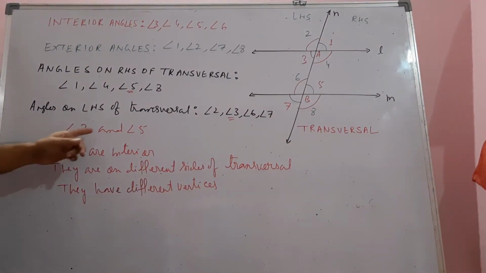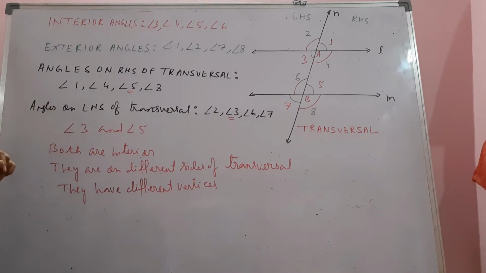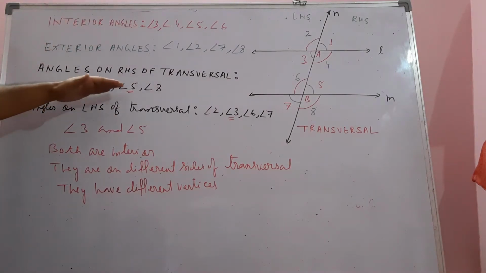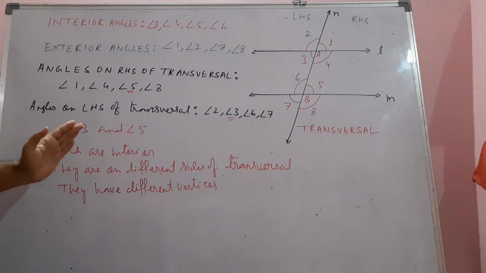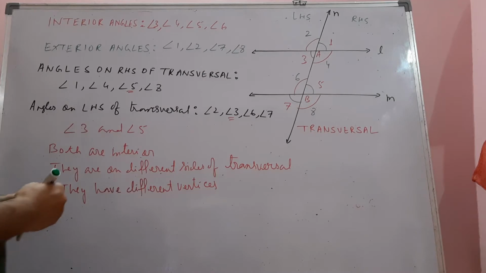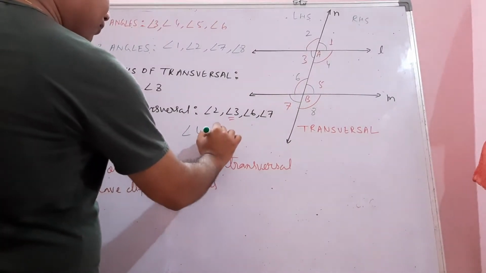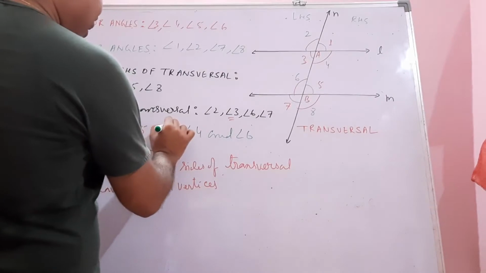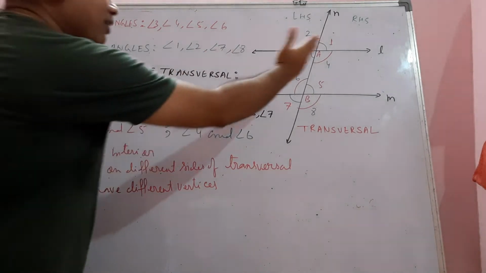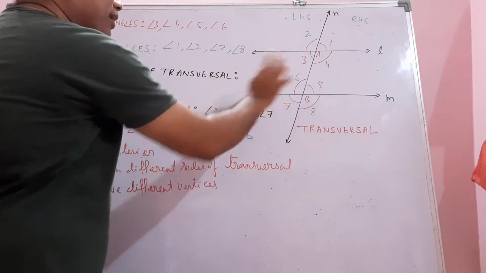So what we can say about 3 and 5: both are interior, because they are in the list of interior angles. One is on the right side of the transversal, one is on the left side, so they are on different sides of the transversal, and they have different vertices. Can I find one more pair of such angles? Yes, I can find angle 4 and angle 6. See in the figure, 4 and 6 is also like that. They are on opposite sides of the transversal. Both are interior, but the vertices are different.